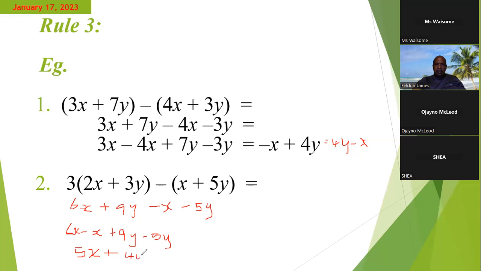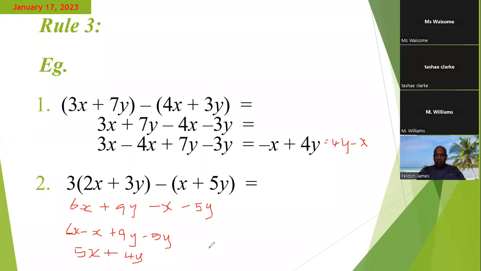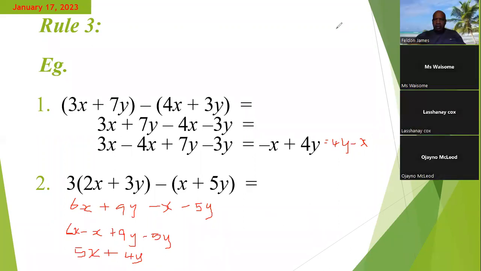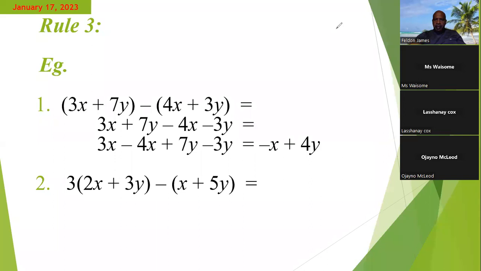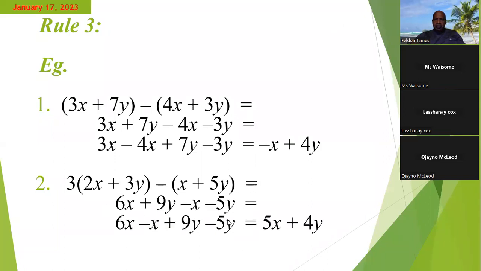All right. Anybody else arrive at this answer? All right, very good. All right, thanks very much, Ms. Wilson. Very good. And so once you simplify this, we will get 5x plus 4y. All right, moving along.